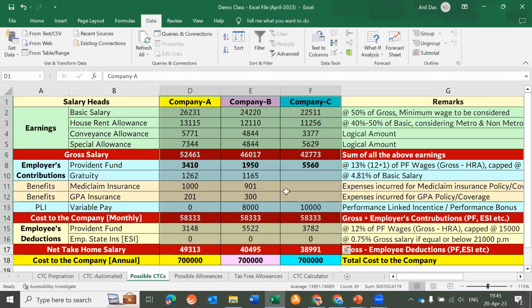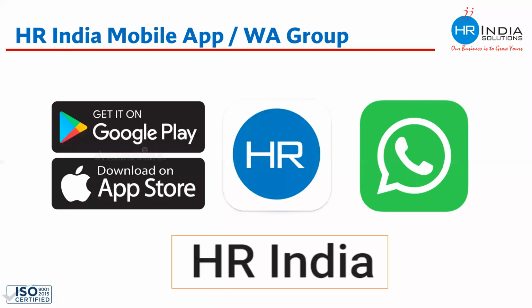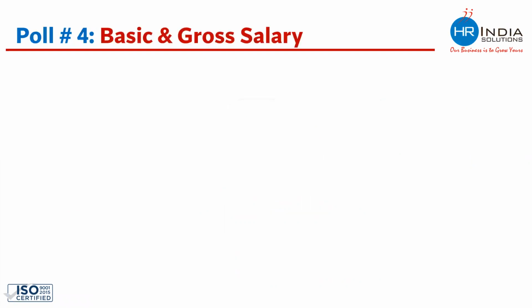Let me move to my PPT. I hope things are clear now. We have followed all these 5 steps and we have made a CTC package, a compensation and benefit package. We have a mobile app as well. We have a dedicated WhatsApp group also. Once you download the mobile app, there are a good number of free tutorials which you can watch.